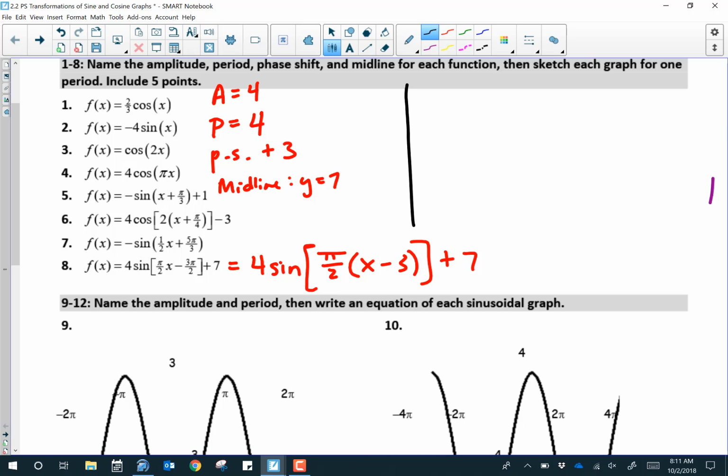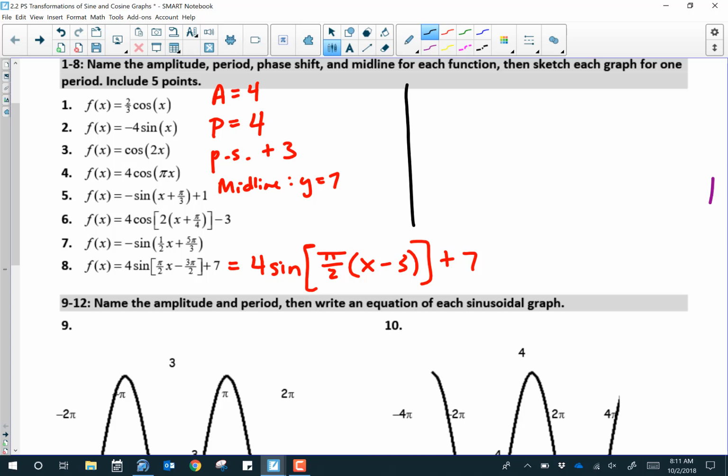Remember on the notes I did what's called the range. So if my midline is at 7, to get my range, you add and subtract the amplitude. If I add the amplitude, what would be my maximum point? 11. What would be my minimum point? 3. Okay, so that tells me how to label the y-axis.